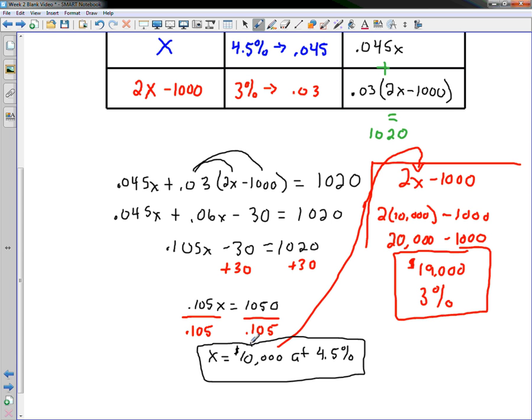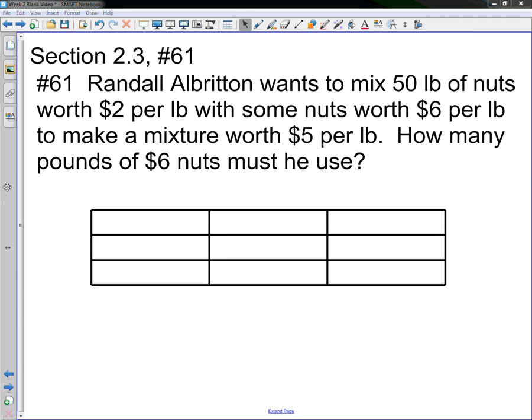So again, I would suggest making the little table there to get it set up and working your way through. Right, let's continue on with section 2.3. Okay, so we're going to work on another problem, number 61 in 2.3.